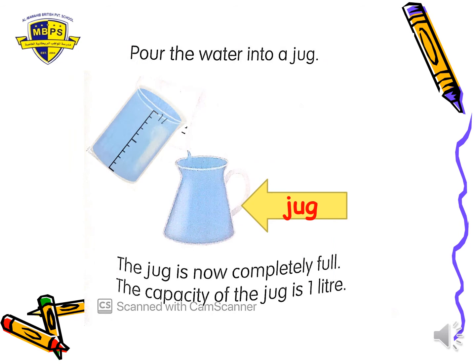If I take this beaker and I pour the water into a jug, do you see the jug? And now the jug is completely full. So I can say now, what is the capacity of the jug? If I have 1 liter of water and I pour this water in the jug and the jug is full, how much can it hold if it's full now, after I put 1 liter? The capacity of the jug is 1 liter because it contains 1 liter of water and it's full.